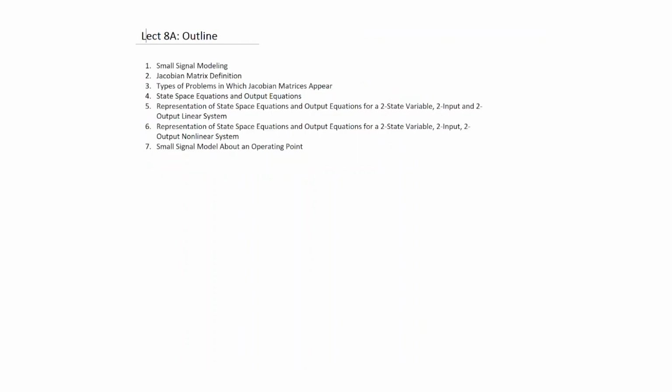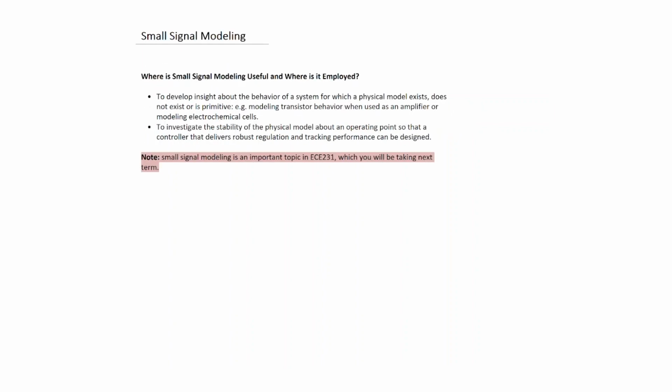As usual, the second slide is just a summary of the slides that I will be presenting in this presentation, so I'll just move on to the next slide. Okay. The question is, where is small signal useful and where is it employed? I'm giving you just two specific examples, but it's used in other places as well.